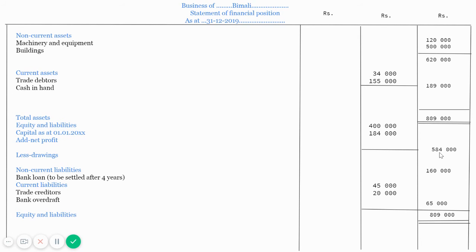In the test paper and in other papers as well, you will be tested on this knowledge as well: for the opening capital, once you add the net profit, and if there are any drawings in the sum, when you deduct that, what will you end up with? But luckily in this sum you don't have any drawings. Then for the capital, you have opening capital, you have to add the net profit. Thereby you have ended up with 584,000 rupees, which will be the closing capital or the capital as at 31st December 2019 of Bimali's business.